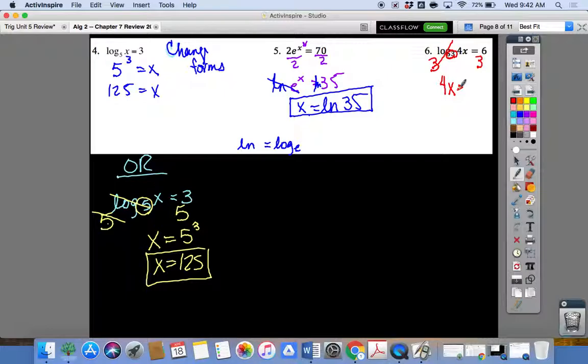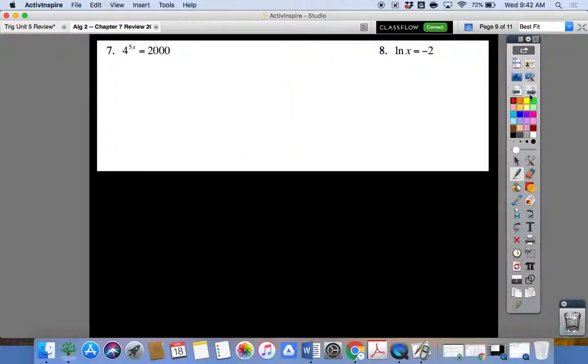I do not know what 3 to the 6 is. So 3 to the 6 is 729. So I just need to come in here and divide both sides by 4. And that doesn't reduce. So you can just leave it just like that. You're good to go. All right, next one's on number 7. Now that's a little different. So you may have to practice on this one.